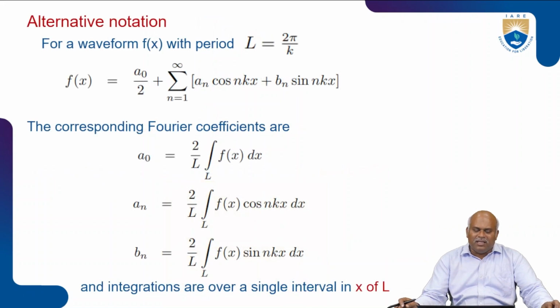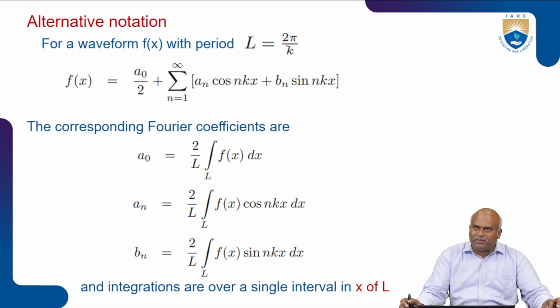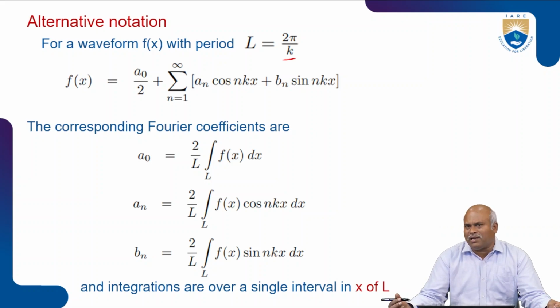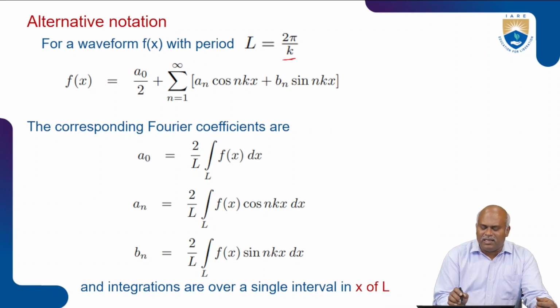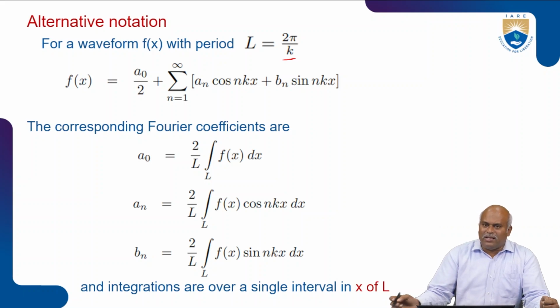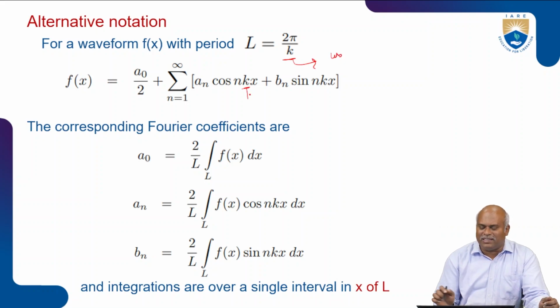Next, the alternative notation of the Fourier series. I should write for the waveform f of x with period L equal to 2 pi by k. Why do we write 2 pi by k? It is possible that many harmonics are also present. So I should take t equal to k. In that case, the Fourier series of trigonometric condition is f of x equal to a0 by 2 plus summation of n equal to 1 to infinity an cos n kx. Previously we used omega 0, but now I use k. Plus bn sin n kx.